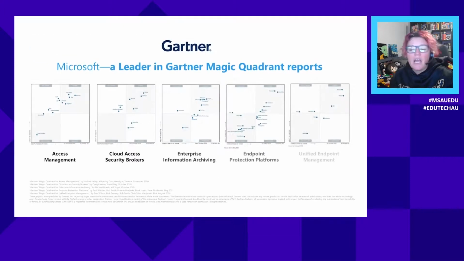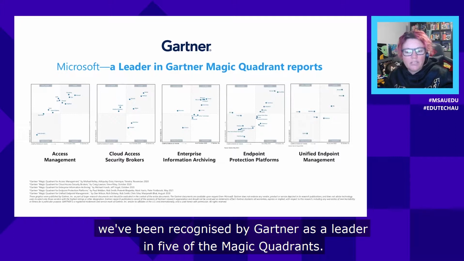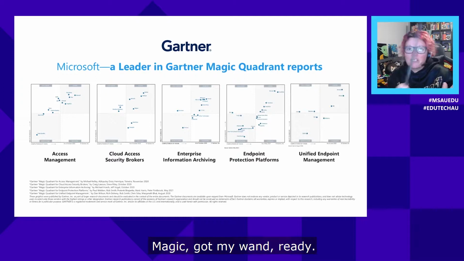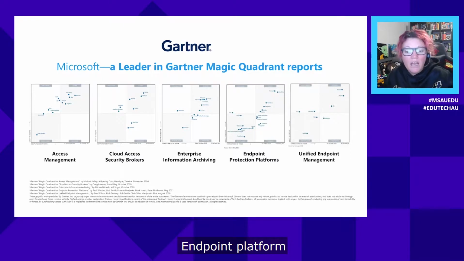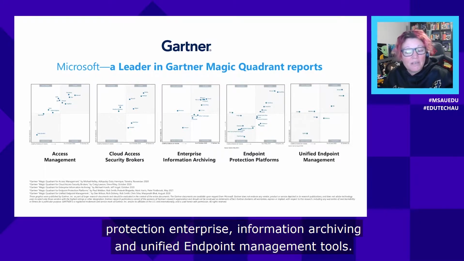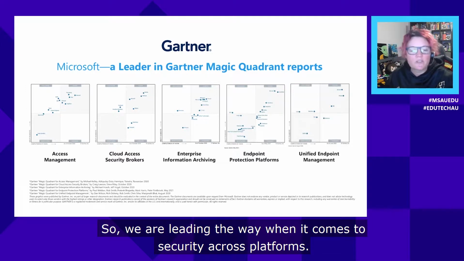Oh, forgot about that one. Also important to note that we've been recognized by Gartner as a leader in 5 of the Magic Quadrants. Magic, got my wand ready. So access management, cloud access security broker, endpoint protection platform, enterprise information archiving, and unified endpoint management tools. Additionally, Forrester have also recognized us as a leader in their Forrester Wave reports. So we are leading the way when it comes to security across platforms.